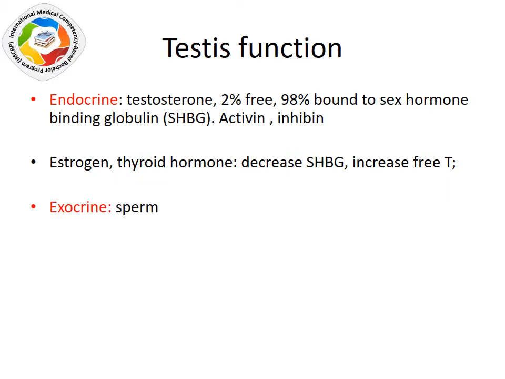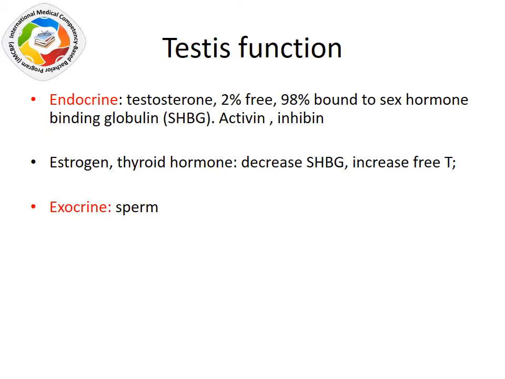What is the testicular function? The function of the testis has two components: either endocrine function or exocrine function. Exocrine means production of sperms. Endocrine means production of testosterone, which is important in fertility for male patients. The main source of testosterone, as we know, is about 98% from the testes in its biosynthesis, while 2% is from the adrenal gland.